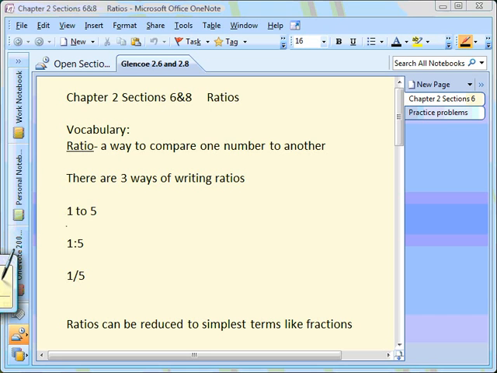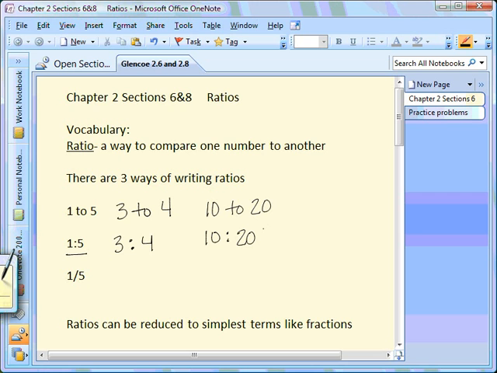The first way uses the word "to" in between the two numbers, so here's the first one, 1 to 5. We could also write 3 to 4, 10 to 20. The second way is to use a colon between the two numbers. So we could write these same ratios, 1:5, 3:4 or 10:20.